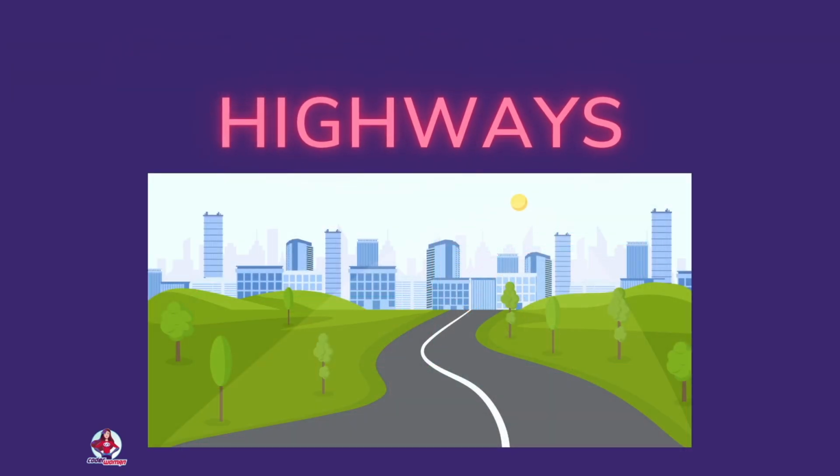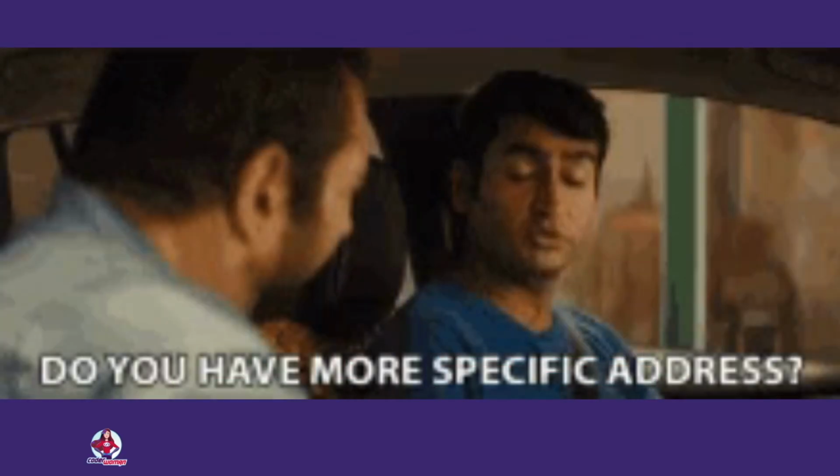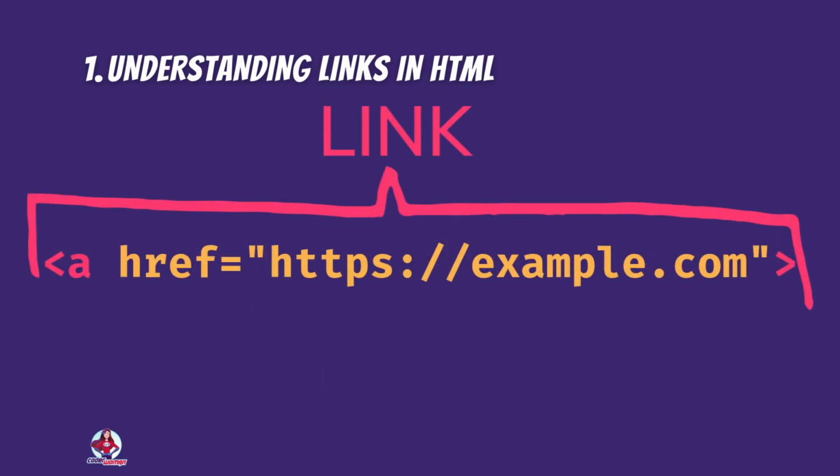The second type of road allows you to go further, to another city, for example. It's like a highway. In HTML, we call them absolute links. These links connect your website to another site, taking you from your website to a YouTube page, for example. If you want to go somewhere, having an address is really helpful. You can choose the best road then to get there. In HTML, this address is the href attribute in a link tag.